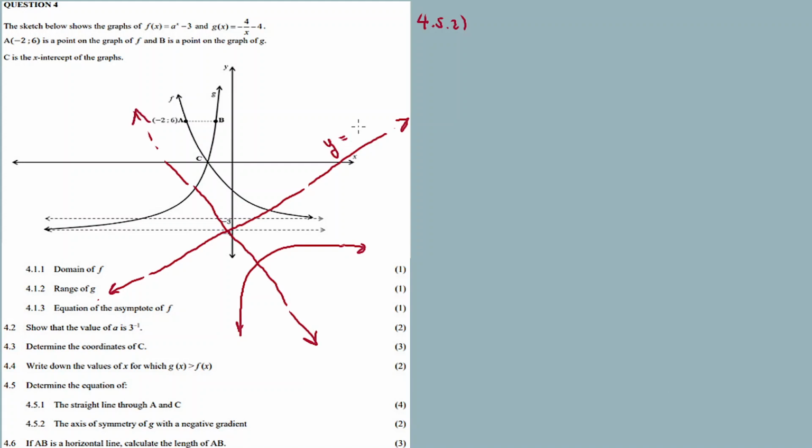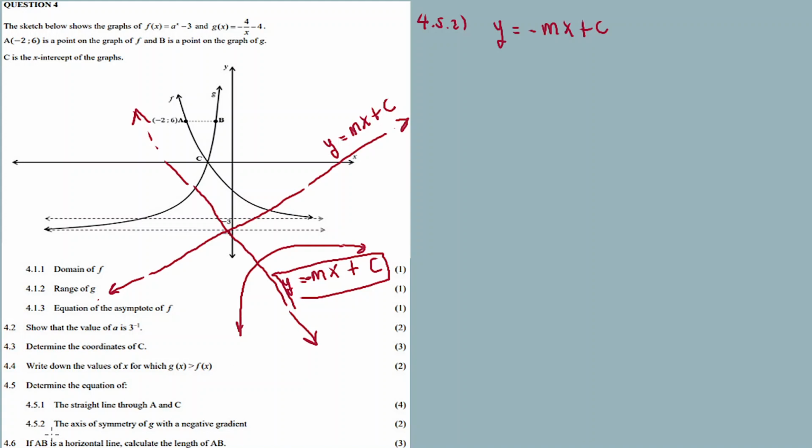This one is y equals mx plus c, with a positive gradient. And this one is y equals mx plus c, but this one is negative because it has a negative gradient. So here they want the one with a negative gradient. So I write y equals minus mx plus c. Negative gradient.